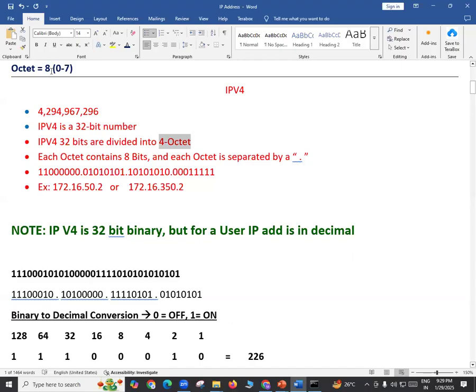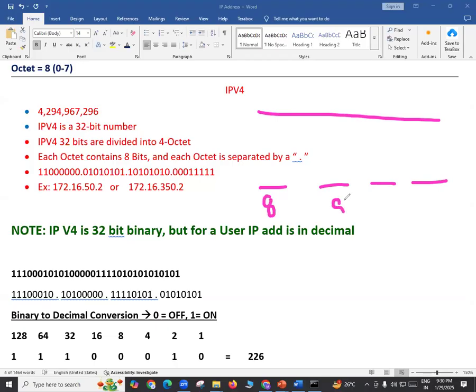Now, see what is the octet here? Octet is a collection of 8 bits. So IP version 4 design has 32 bits, but the 32 bits are divided into 4 octets. Each octet contains how many bits? 8 bits, 8 bits, 8 bits, 8 bits. So how many total? Total 32. And each octet is separated by a dot.